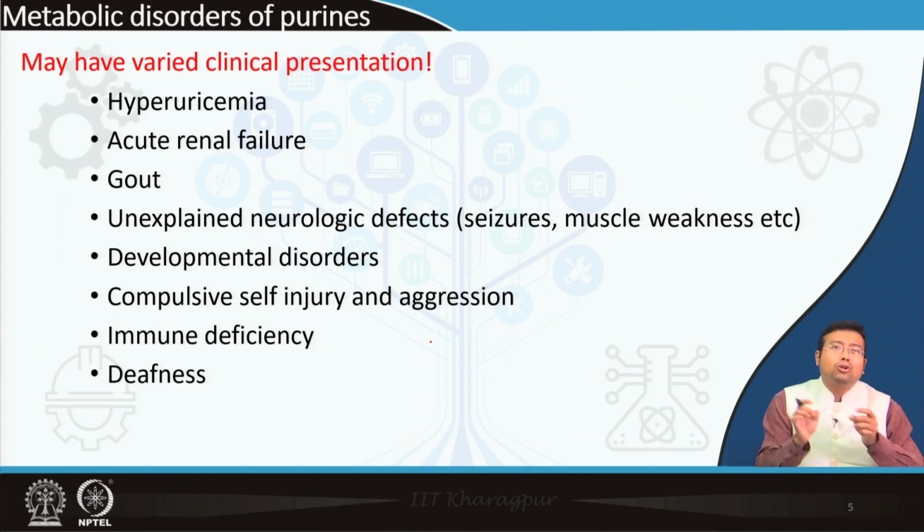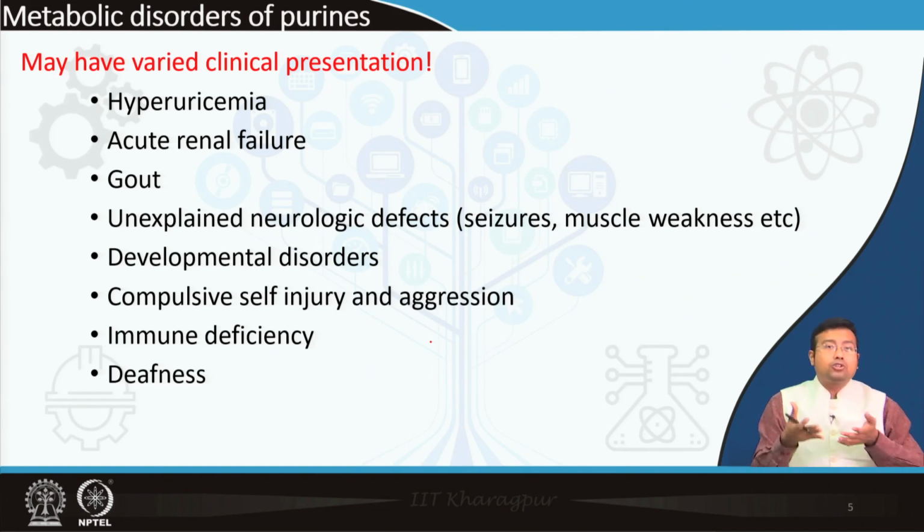It may lead to neurological effects like seizure, muscle weakness. It can lead to developmental disorder, mental retardation. Some or the other purine metabolism disorders exhibit these features: compulsive self-injury and aggression, I mean self-harm, right, immune deficiency, deafness. So, there is a varied range of symptoms. The problem may lie in the purine metabolism defect, alright.